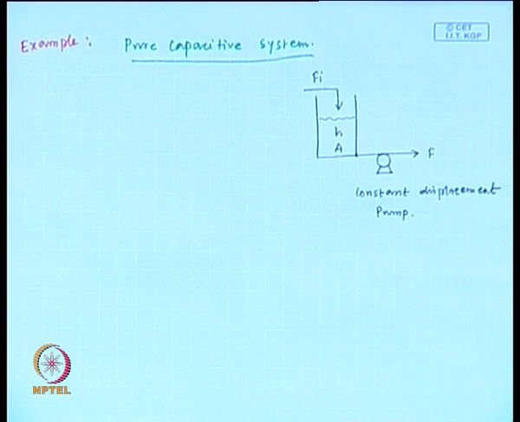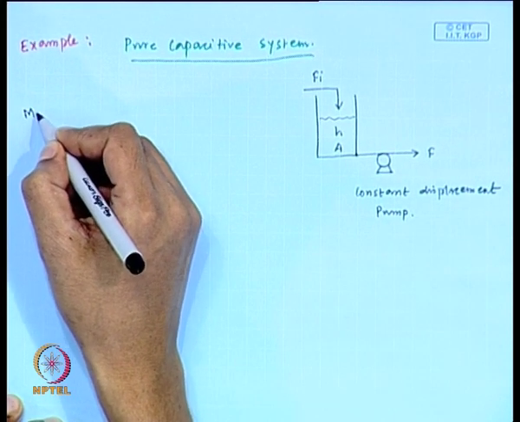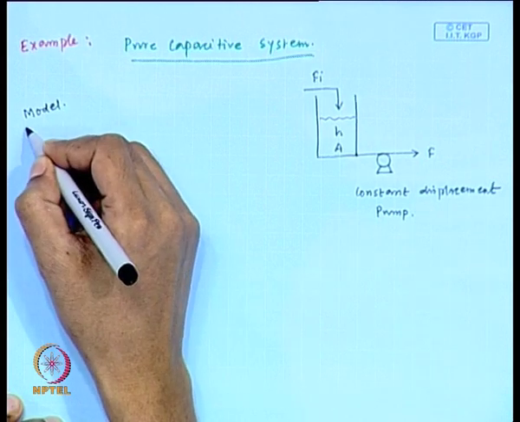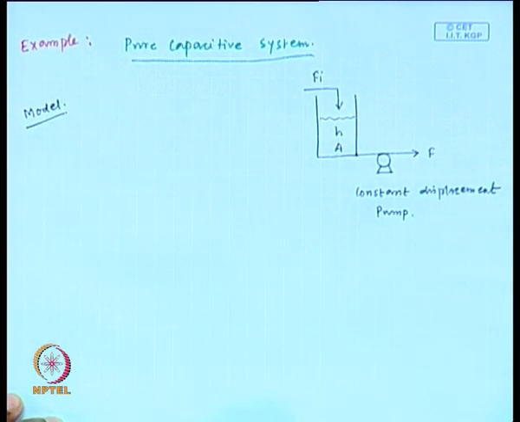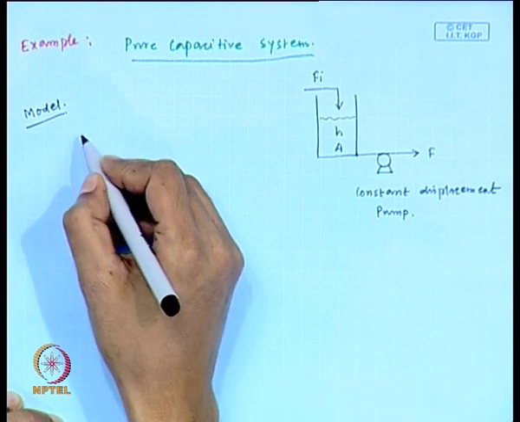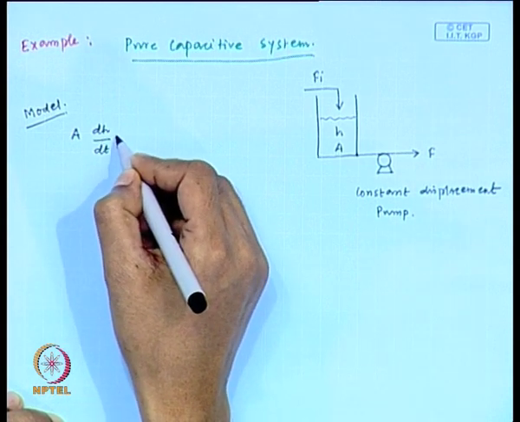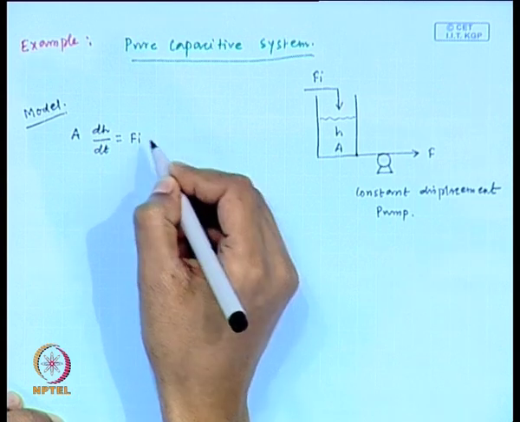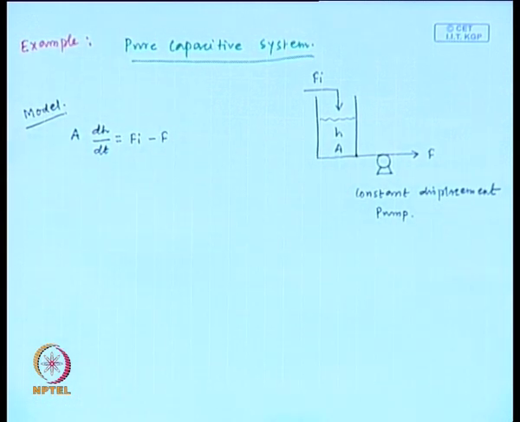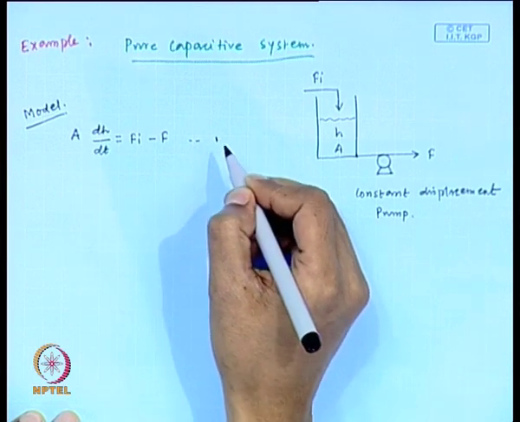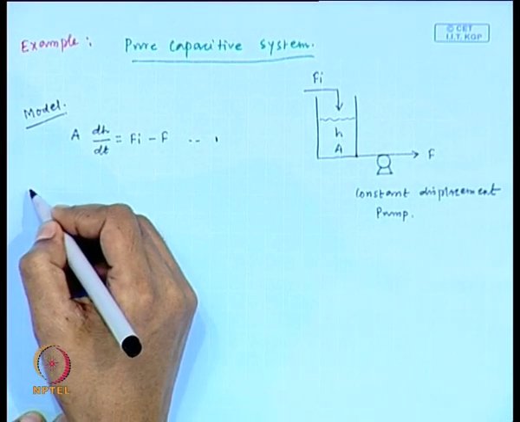Fine. So, we have already considered the model of this system in the previous example, that is A dh/dt equal to Fi minus F. This is the modeling equation for the liquid tank system, and this is the linear equation. So, there is no need of linearization. Now, this is the modeling equation. Fine. What will be the equation at steady state?